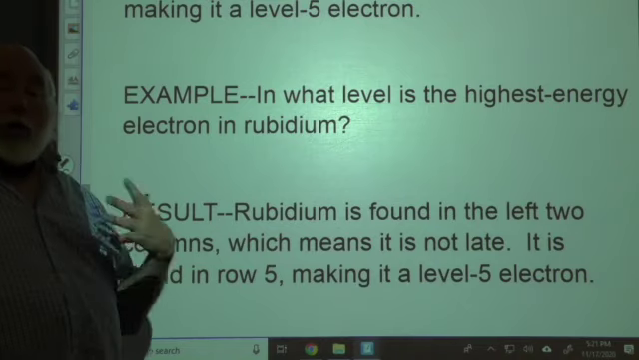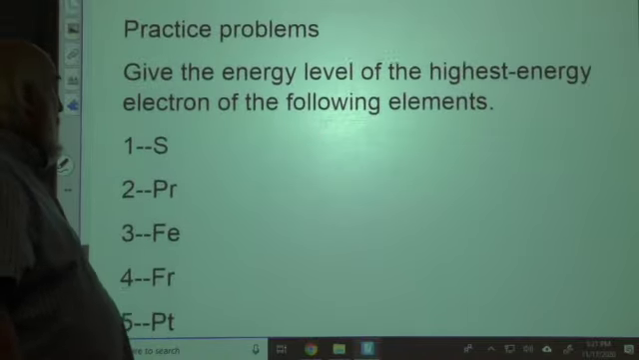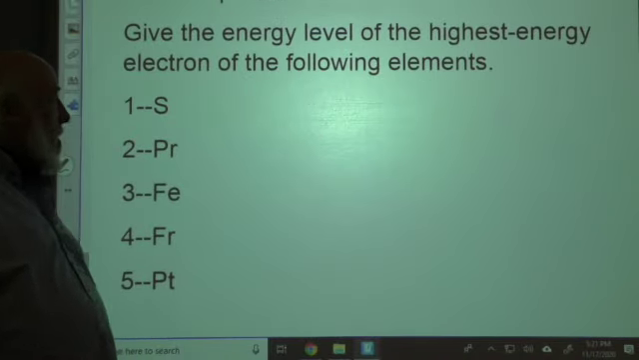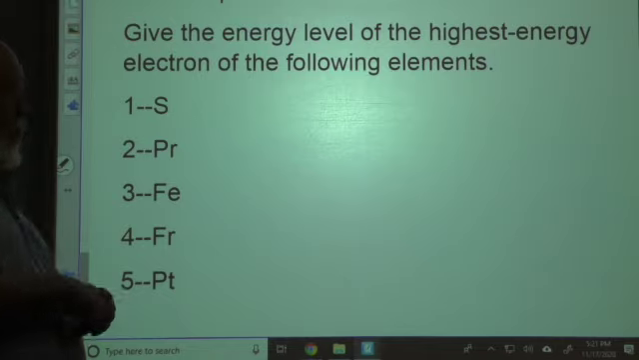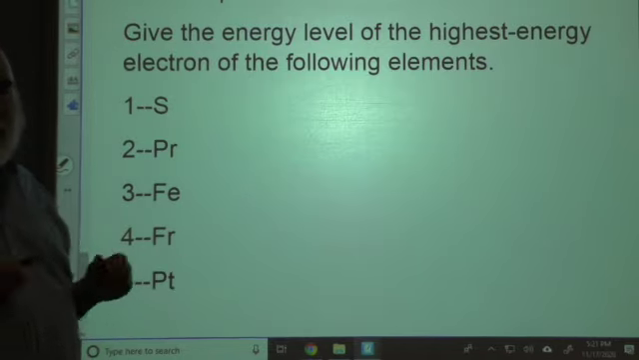So, your job for the practice problems is to give the energy level of the highest energy electron in each of those elements. Representing one atom of each of those elements, where is the highest energy electron for that?